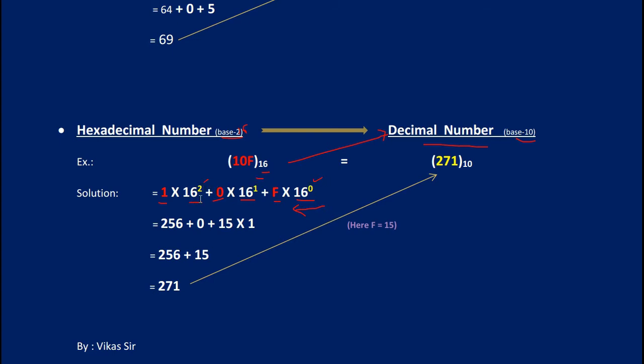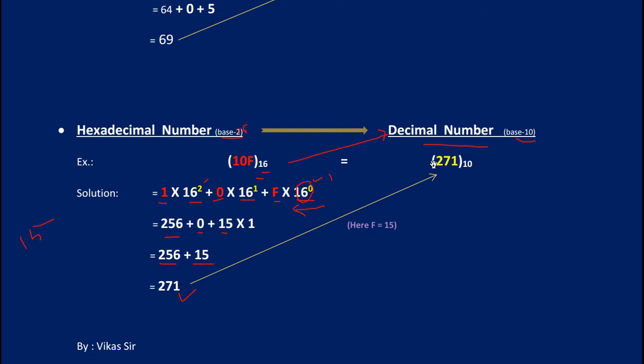Now count the values. 16 raised to the power 2 means 16 into 16, that will come as 256, and 0 multiplied by any number will come as 0. And next is f, which will be multiplied with 16 raised to the power 0. As we all know, f has the value 15 in the hexadecimal number system, so we have written 15 here, and 16 to the power 0 is 1. So we have multiplied 15 into 1. Then 256 plus 15, the total will be 271.